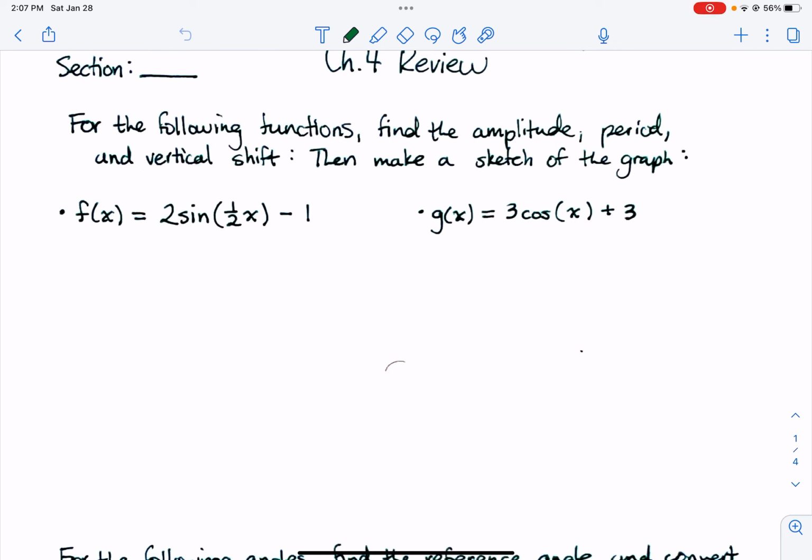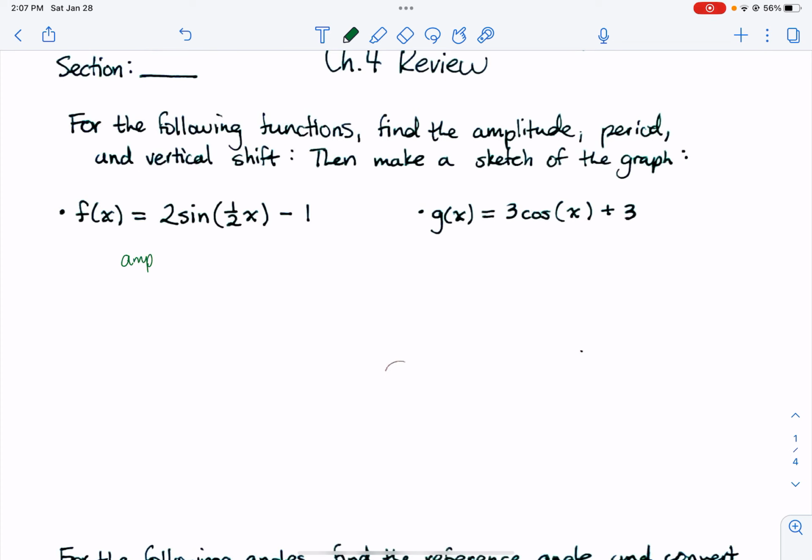And in this case, I'm not going to have you guys focus on phase shifting at all because that tends to make the graphs a little complicated. So we'll just stick to amplitude, period, and vertical shift. So where do those show up? I'll do f of x over here.